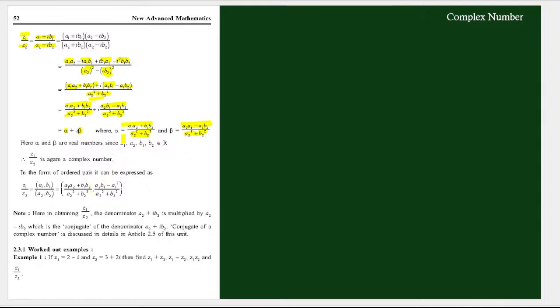So again Z1 by Z2, division of complex numbers, gives us again a complex number. So in the ordered pair form, okay, we can write like this: (A1 A2 plus B1 B2) by (A2 square plus B2 square), comma, (A2 B1 minus A1 B2) by (A2 square plus B2 square). This is in the ordered pair form.